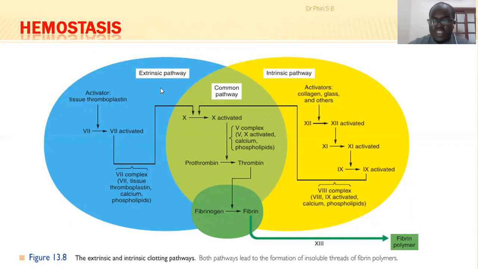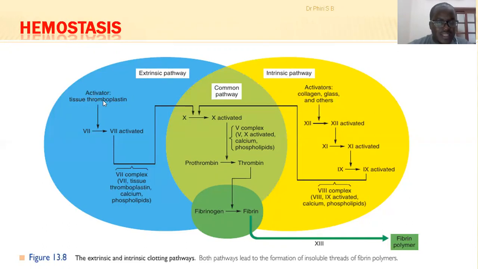But the extrinsic is a short form. It will take about 36 seconds, somewhere there, for it to form, 30 to 36 seconds. So you can see in the extrinsic, the activator, you need a tissue thromboplastin.